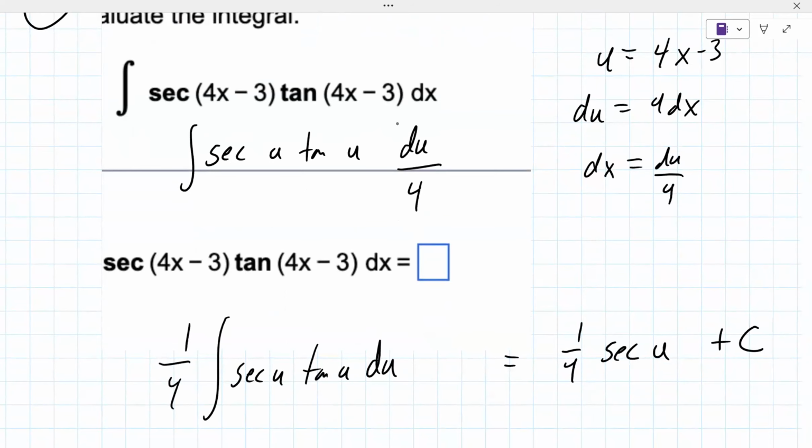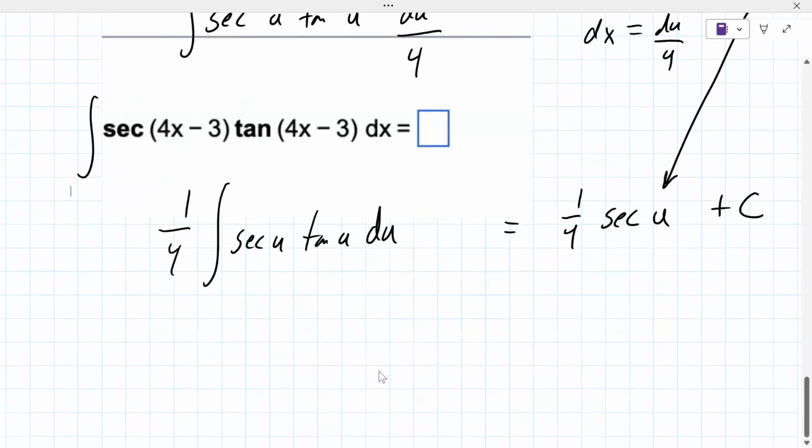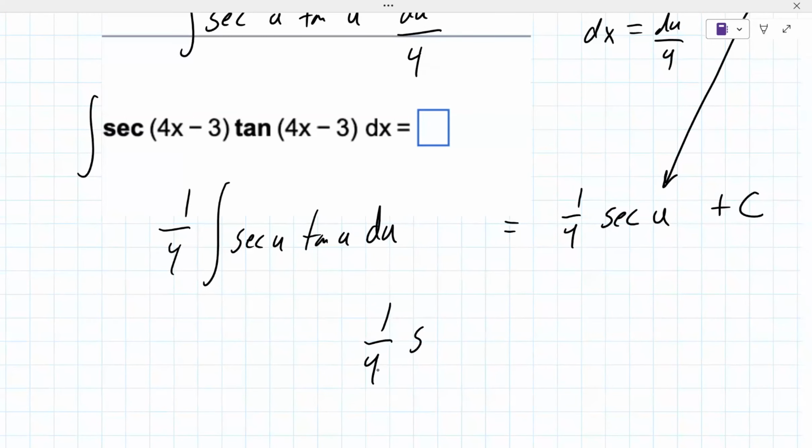And then you have to back substitute. So you have to take this u and put it back, and you have to go back to x here. So the answer here is 1/4 secant(4x minus 3) plus c.